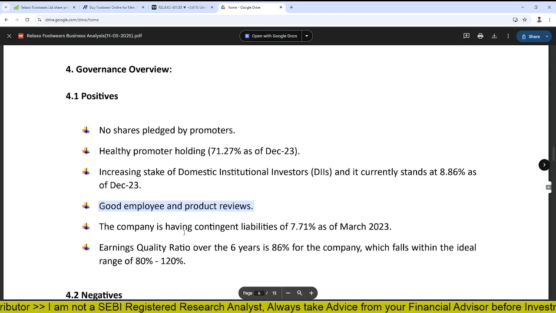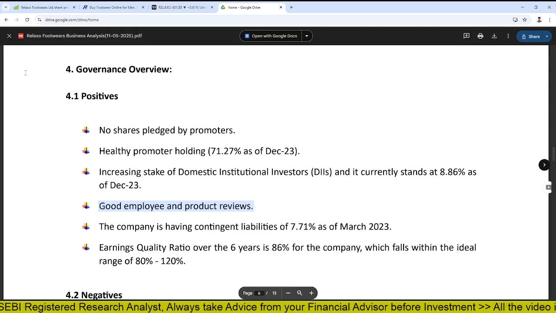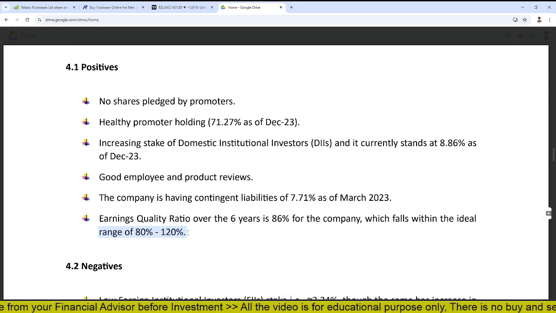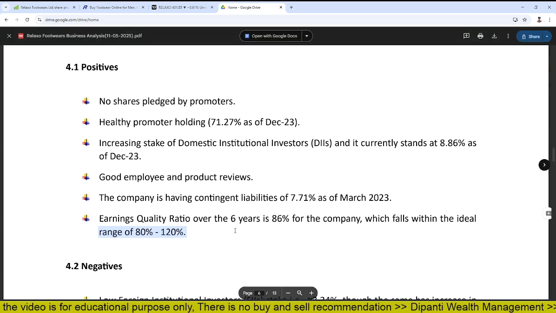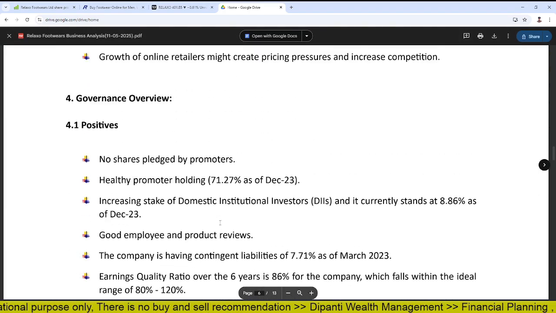Next point, the company has contingent liabilities of 7.71% as of March 2023, and the earning quality ratio over the 6 years is 86%, which falls within the ideal range of 80% to 120%. That is also a healthy sign. So these are the positive points as governance, but there are some negative points also.